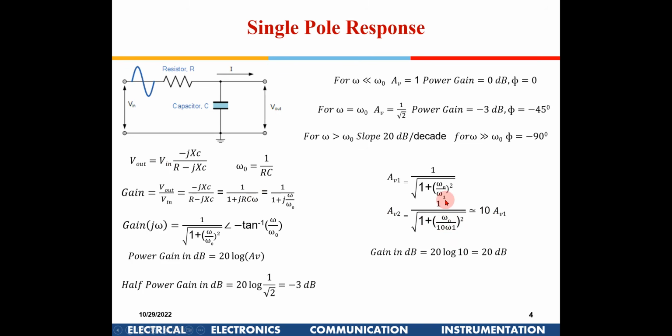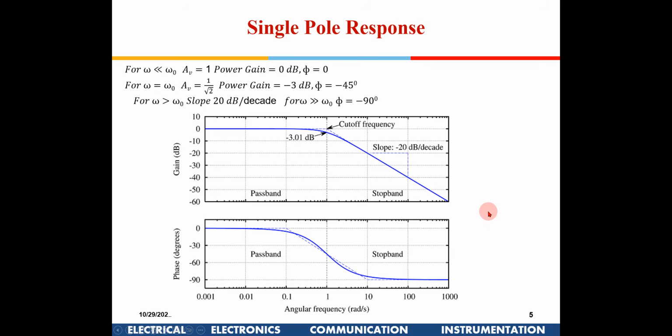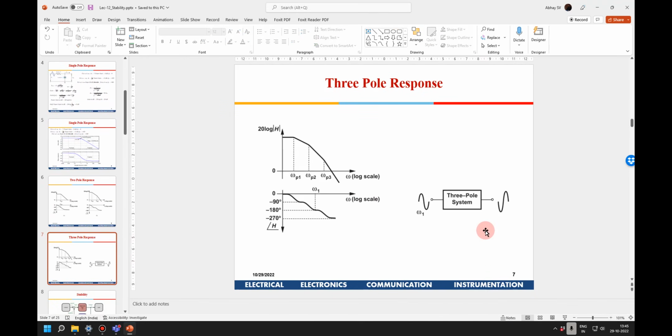Now from here to here, if I increase the frequency 10 times, I am increasing by one decade. So this will become 1 by 100, right? So 100 plus 1, I can approximate it to 100 only. So this becomes an under root, so it becomes 10 AV. So by increasing the frequency, sorry, again there is an error out here.